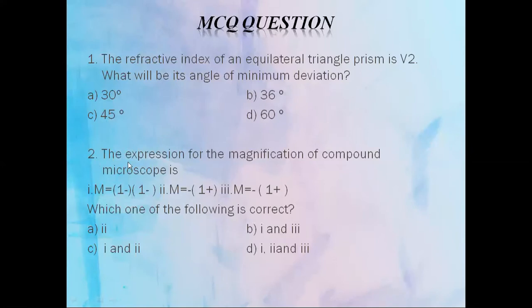Number 2, the expression for the magnification of a compound microscope is: option 1, M is equal to -1 and -1; option 2, -1 plus something; and third option, -1 is 1 plus. Which of the following is correct? A, 1 only; B, 1 and 3; C, 1 and 2; and D, 1, 2, and 3.